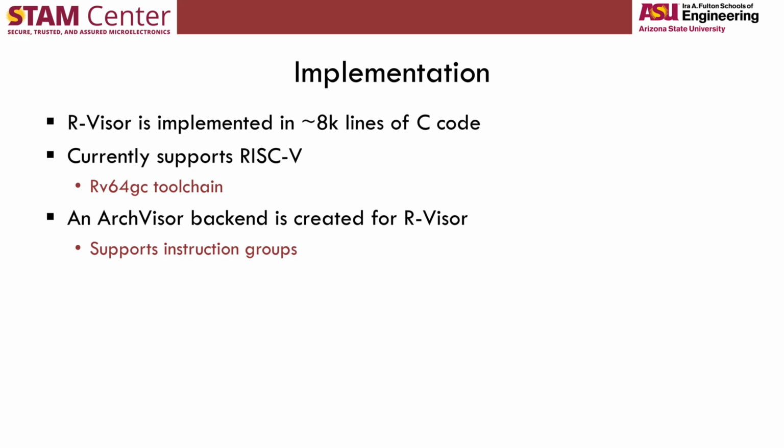We implemented R-Visor in roughly 8,000 lines of C code while using custom versions of certain libraries and data structures. For example, with the ELF parser, rather than using a library like libelf, we used a deploting process to strip down the amount of code that went into the final version of R-Visor. R-Visor currently supports RISC-V, specifically the RV64GC toolchain, as this is a general toolchain for most workloads. Finally, we have an ArchVisor backend created specifically for R-Visor, and this supports features such as custom instruction groups, which can be used as target points during the instrumentation process.